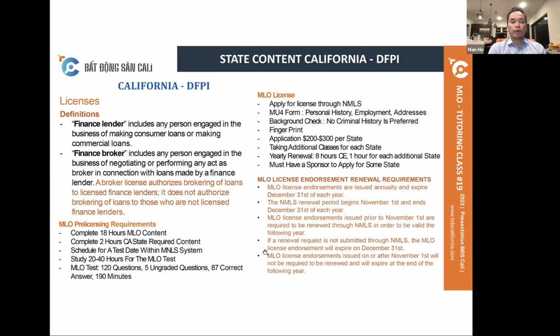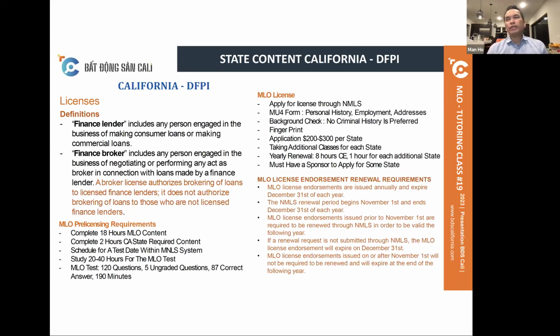So here are a couple of definitions about licenses. Finance lender includes any person engaged in the business of making consumer loans or making commercial loans. It's called a finance lender. Finance broker includes any person engaged in the business of negotiating or performing any act as a broker in connection with loans made by a finance lender.